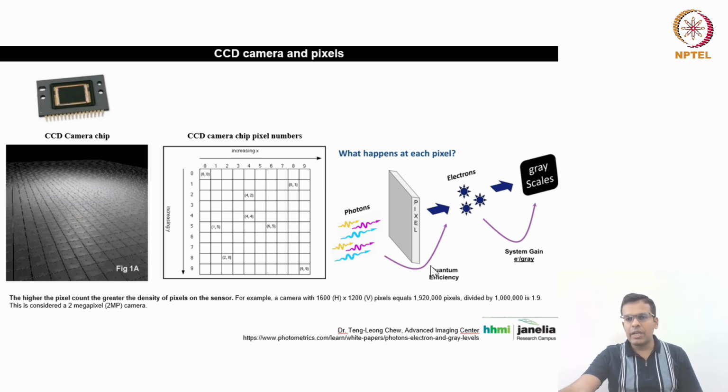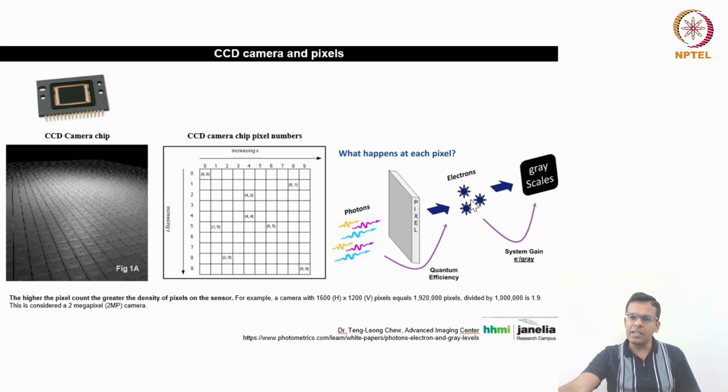Okay, and that efficiency is known as quantum efficiency, that is, how many photons are getting converted into electrons. So let's say if 100 photons are hitting the pixel, and this pixel is converting them into 95 electrons, that is known as a quantum efficiency of 95%. Okay, generally the cameras which are used in microscopy today generally have a quantum efficiency of 95%. That means they are converting 95% of the incoming photons into electrons.